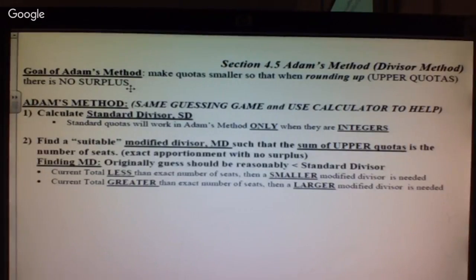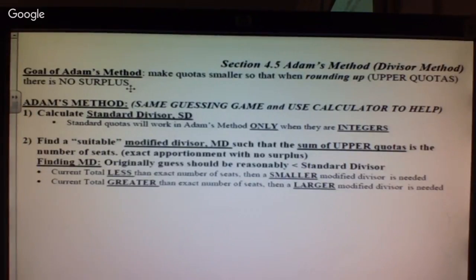Adams came through and said, no, Jefferson, you have no idea what you're doing. Lower quotas just aren't going to cut it. Hamilton started us off with lower quotas, and then the extra points went to the highest decimal. Jefferson started us off with lower quotas and said, no, we can't just give out those extra points. We need to change our divisor. Adams came through and said, I like your guessing game, but I don't like the lower quotas.